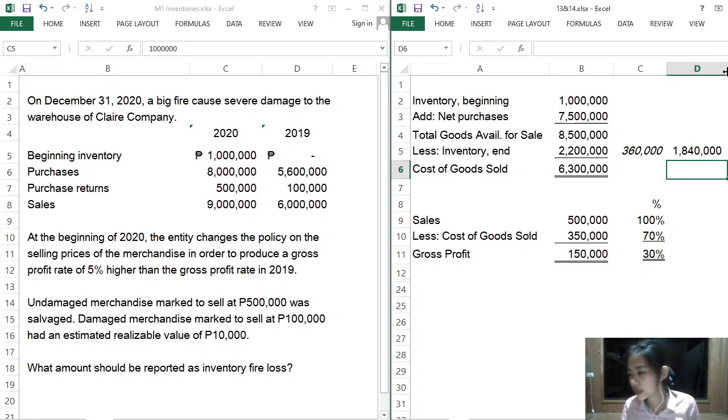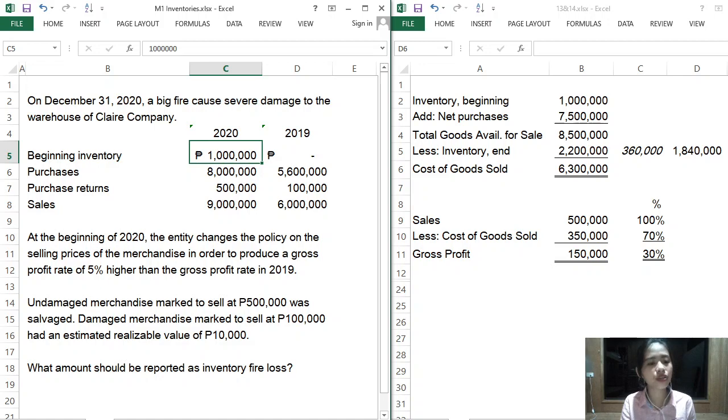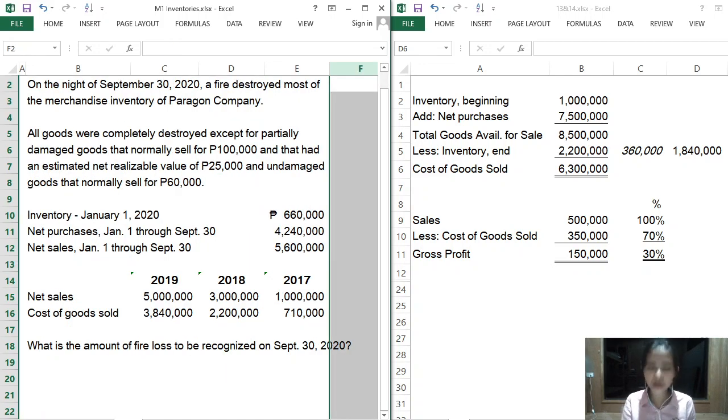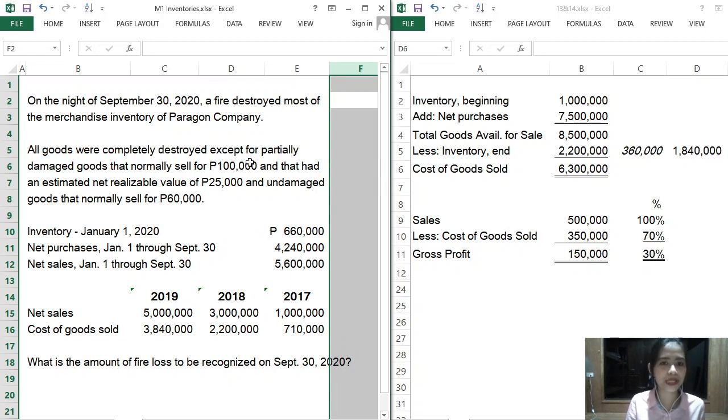Okay. So, that is problem 13-6, Claire Company. So, we have 2 more problems. So, kung nakuha mo to, congratulations. Nakuha mo yung concept. Kung hindi pa rin, then let's try this next problem. If you want to assess yourselves, again, I encourage you to pause the video and then compute mo. Then, saka mo i-play ulit para malaman mo yung answer.